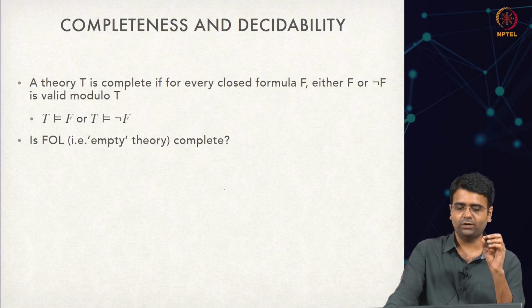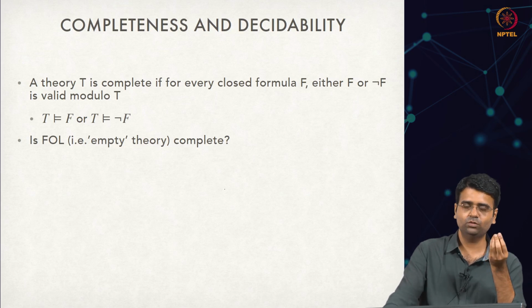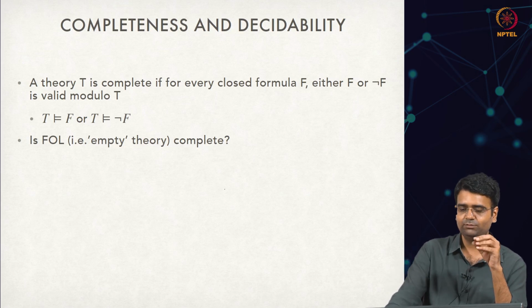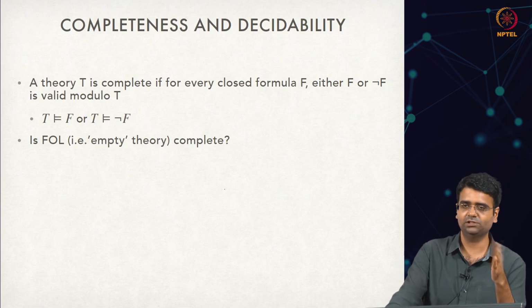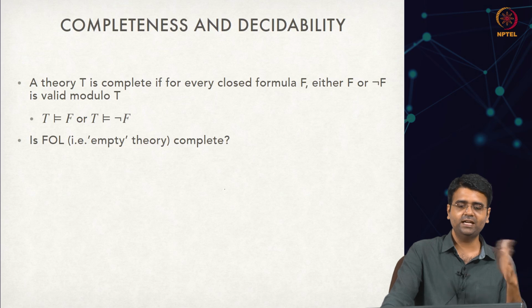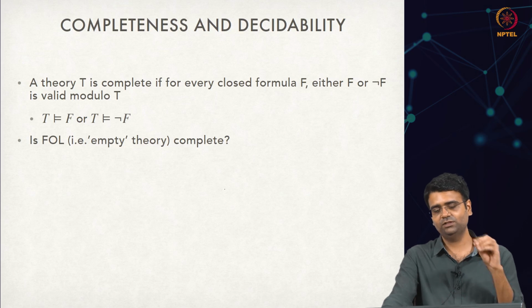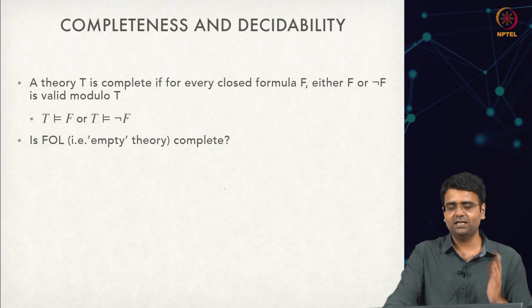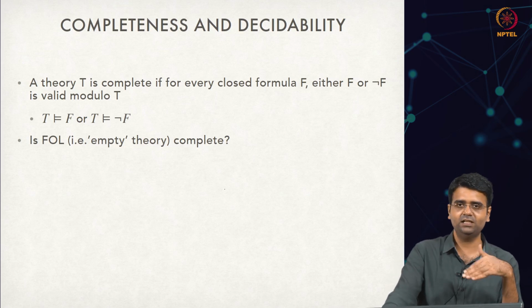So for example, we can look at the empty theory. The empty theory is a theory which doesn't have any special symbols. It doesn't have any axioms at all, so the set of axioms is empty and it doesn't have any special signature. So this empty theory is nothing but the entirety of first order logic, because if you think about the entirety of first order logic, in FOL in general, every function symbol, every predicate symbol is uninterpreted.